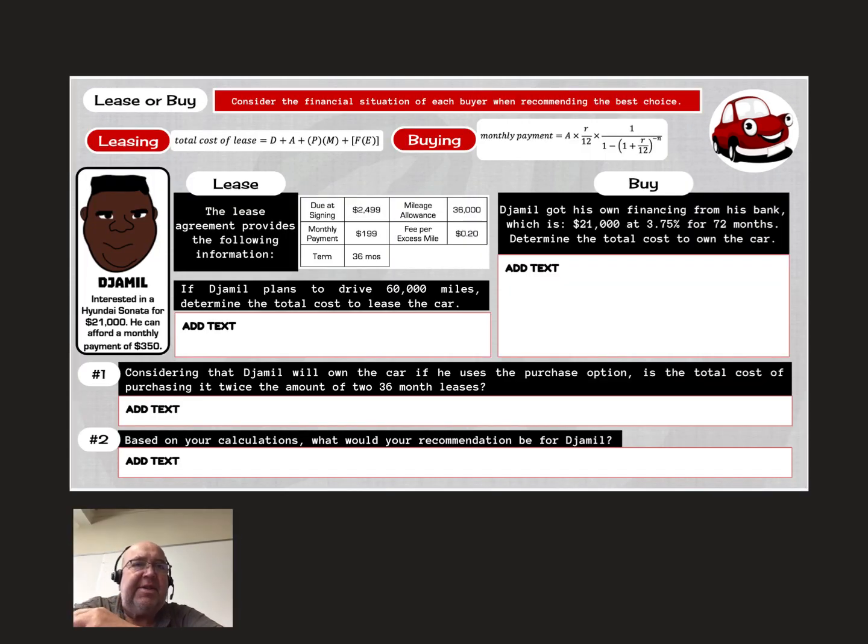So if you look at the first case here, you're looking at the individual is interested in a $21,000 Hyundai Sonata, and he can afford a $350 a month payment. So you'll do this if he plans to drive 60,000 miles, determine the cost to lease the car, and look at the cost to buy the car with the loan offer that's there.